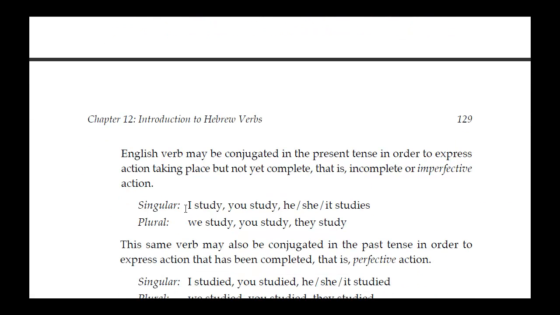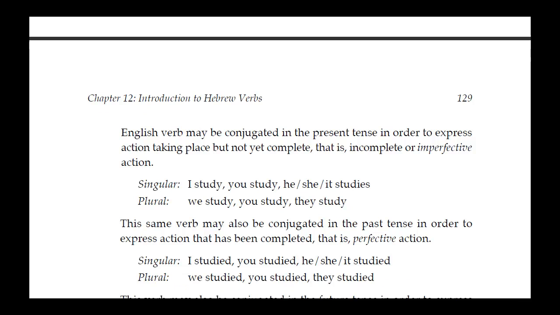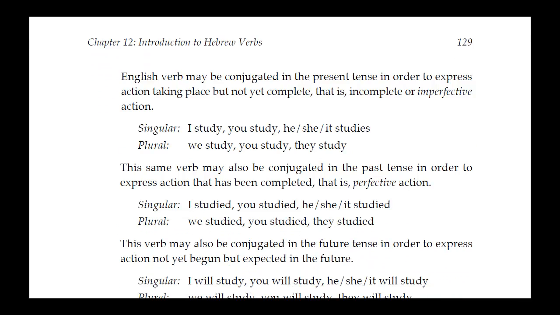For example, in the singular, we have I study, you study, he, she, it studies. In the plural, we have we study, you all study, and they study. The same verb may also be conjugated in the past tense in order to express action that has been completed, that is a perfect action. So if we wanted to say it in the past tense, I studied, in English we add the ed onto it. I studied, you studied, he, she, it studied. Plural is we studied, you all studied, they studied.